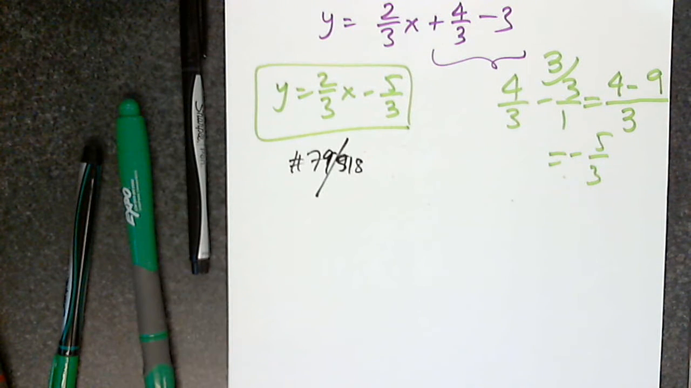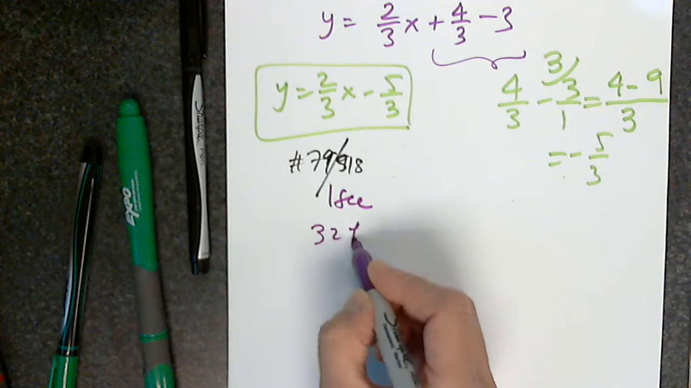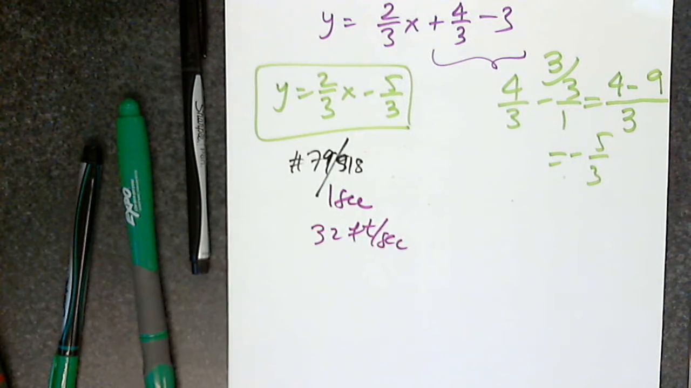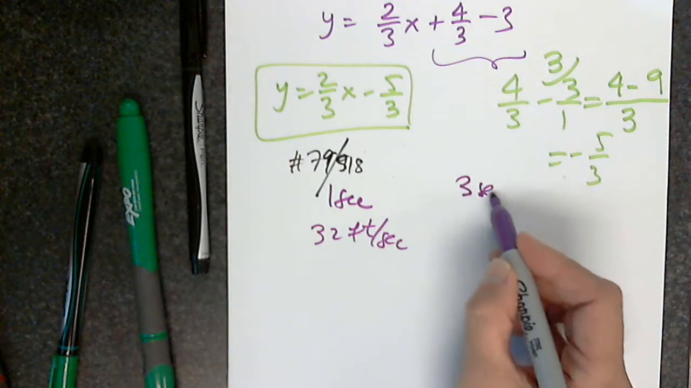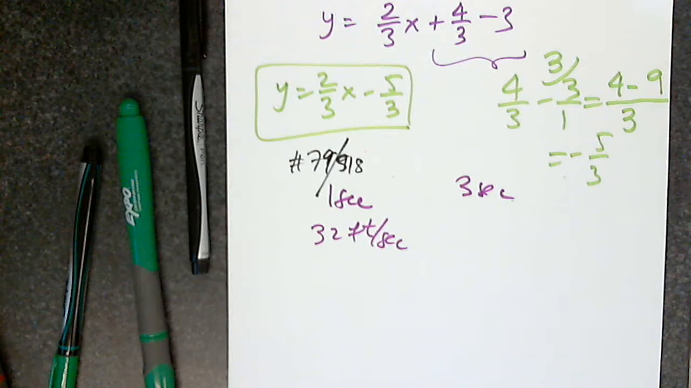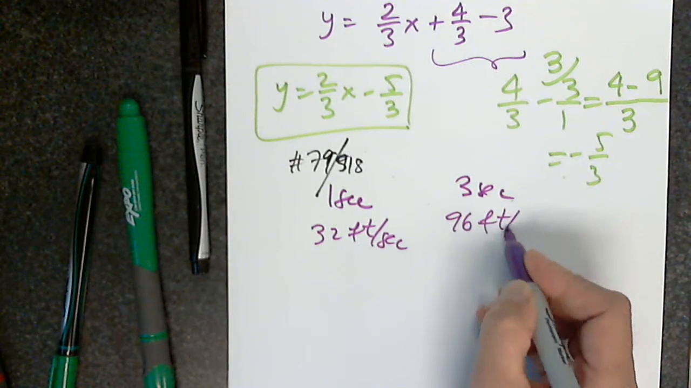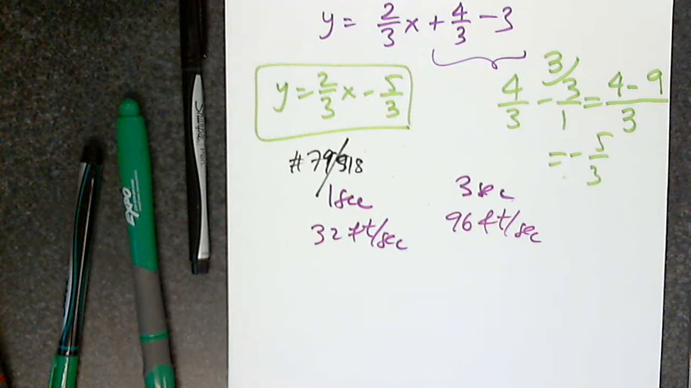A rock is dropped from the top of a 400-foot building. After 1 second, the rock is traveling 32 feet per second. After 3 seconds, the rock is traveling 96 feet per second. That's the speed. Let y be the rate of descent, which is the speed, and x be the number of seconds since the rock was dropped. Write a linear equation that relates time x to rate y.